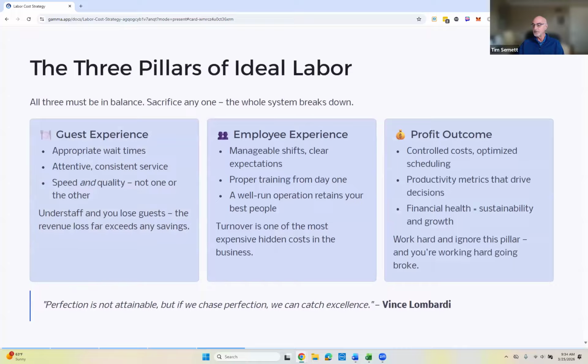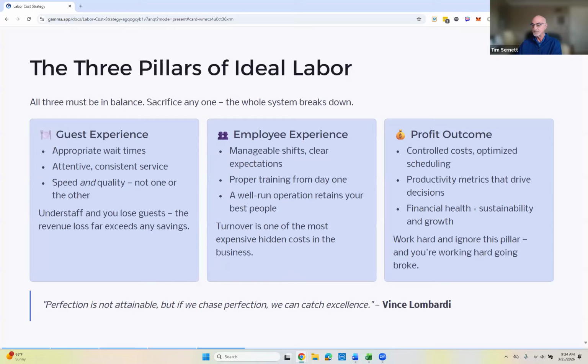So there are 3 pillars for ideal labor. The first is guest experience: appropriate wait times, attentive service, consistent food quality, the same experience every time for your repeat customers as they walk in. Understaff and you lose guests. The revenue impact of poor service far exceeds whatever you save that shift. Fast service means nothing is incorrect or disappointing. Speed without quality isn't a win. It's a shortcut that costs you repeat business.